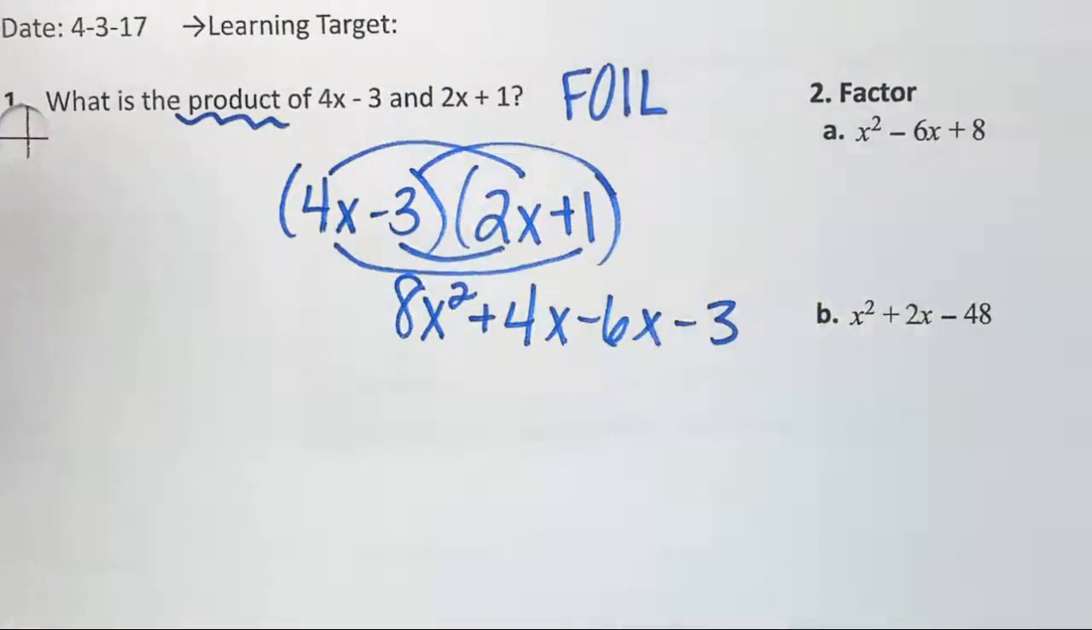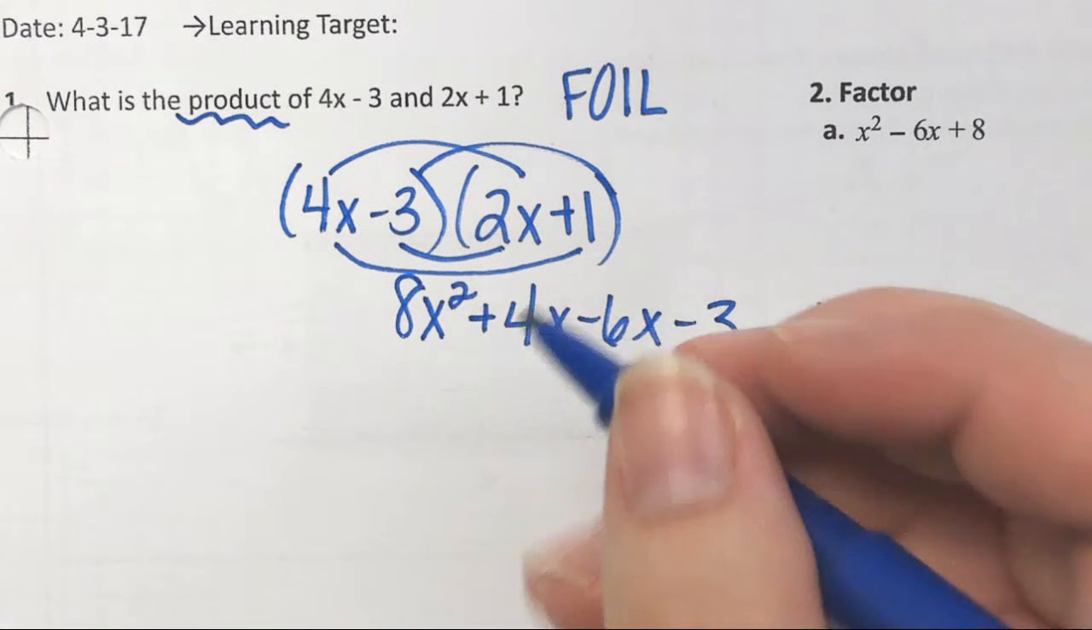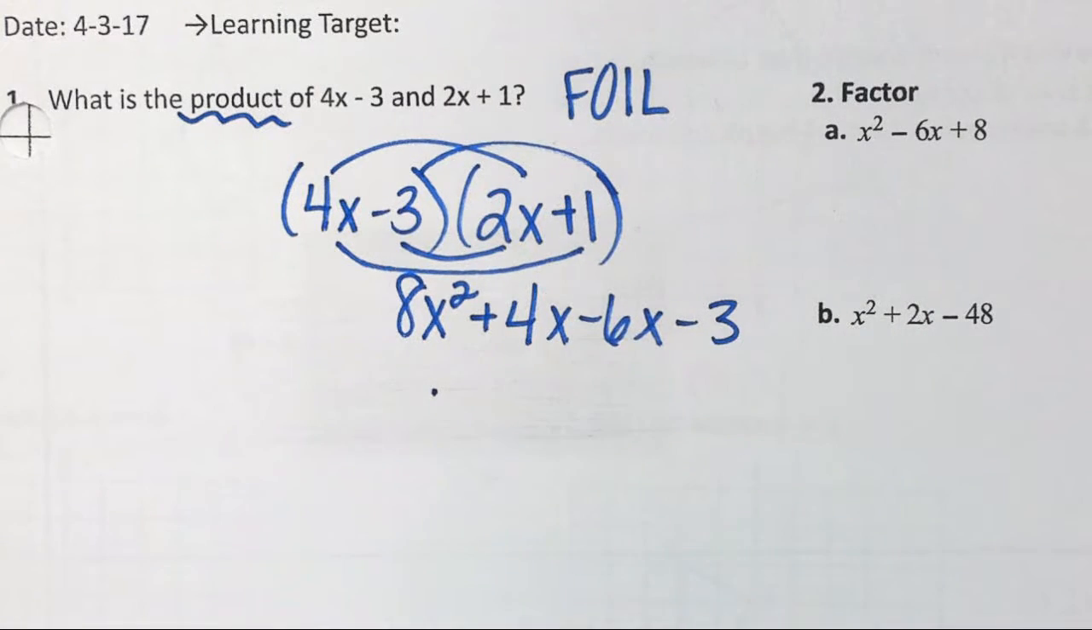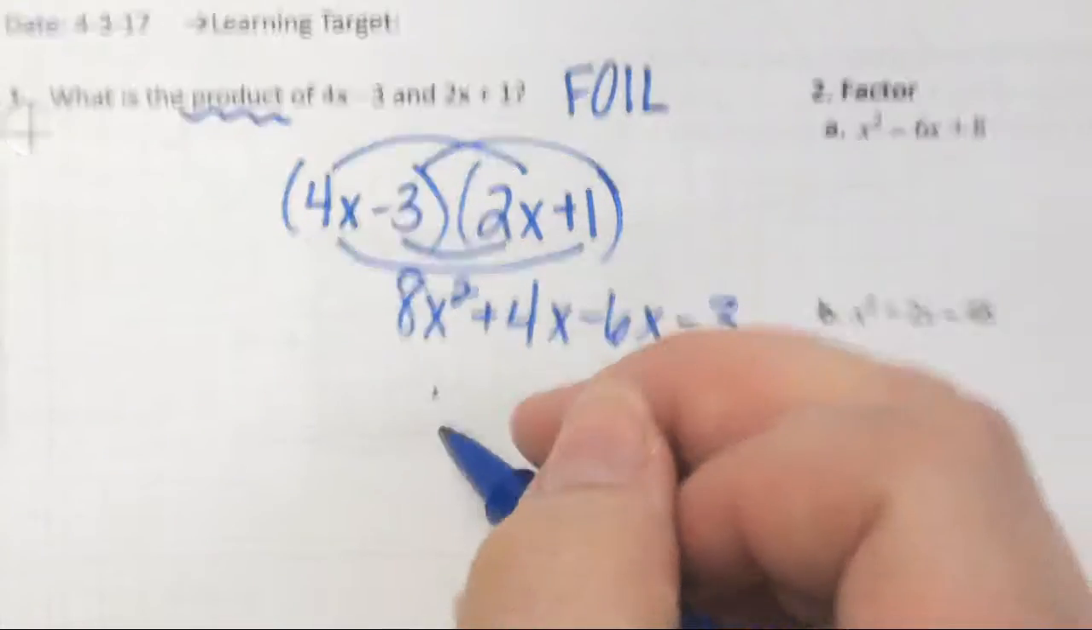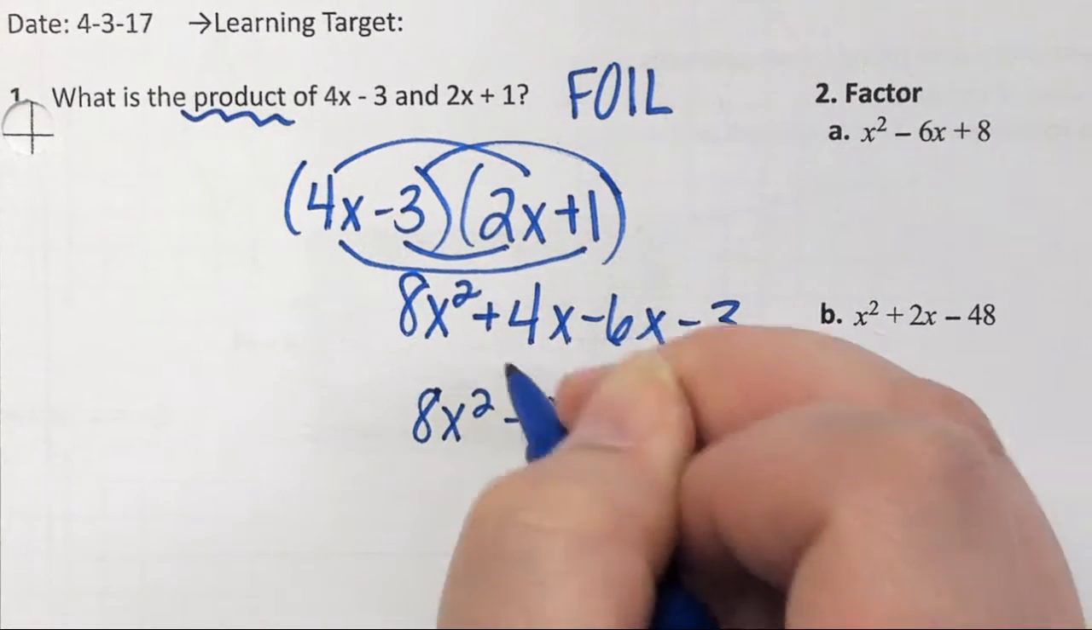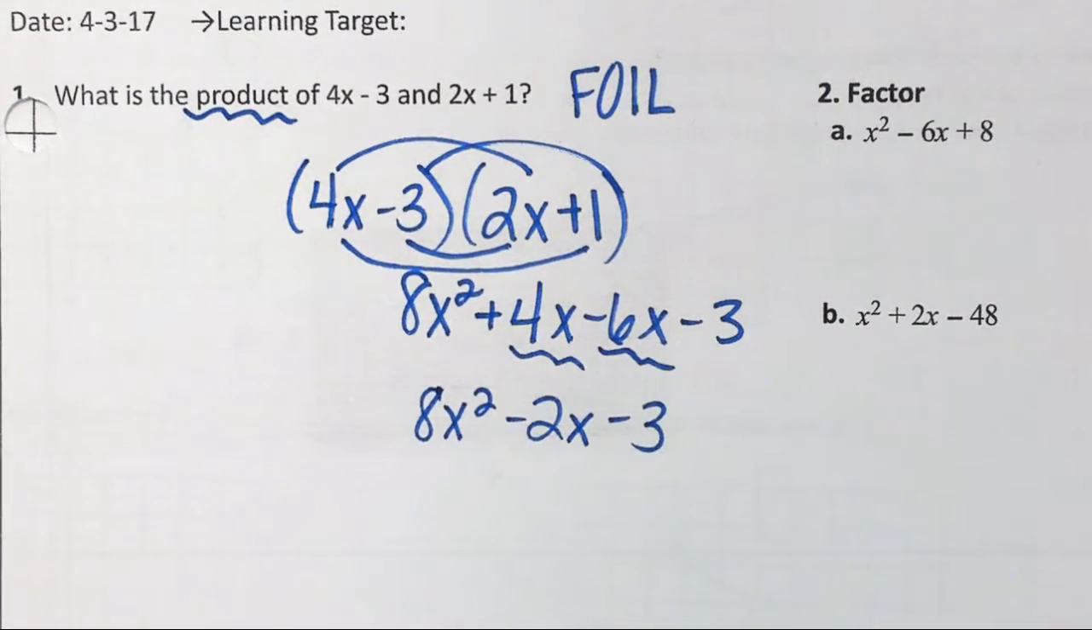Okay, but I'm not done, because I can combine some like terms. So what is my final answer? I can combine some like terms. 8x squared minus 2x minus 3. Thank you. So you combine the 4x and the negative 6x. 4 minus 6 is negative 2. Perfect. That is my final answer. This is what they're wanting.